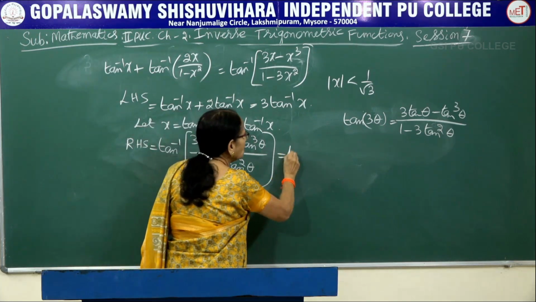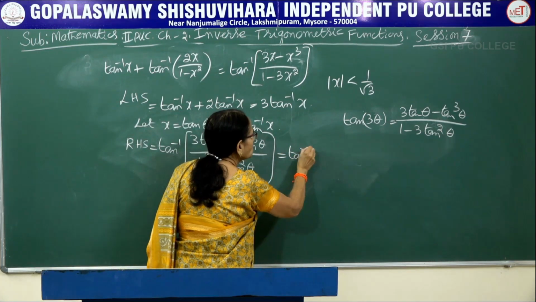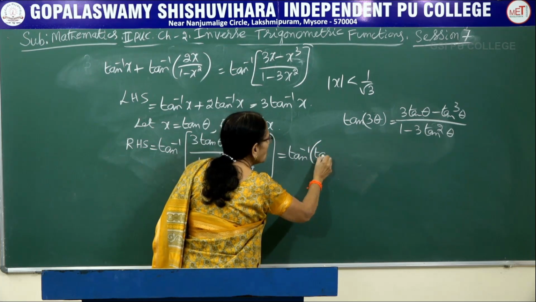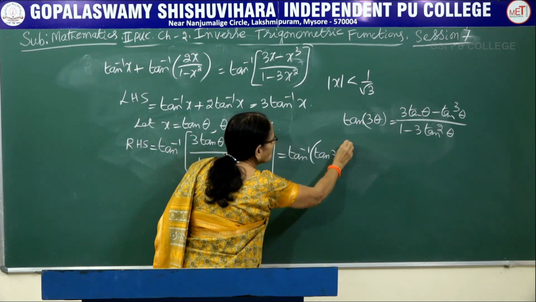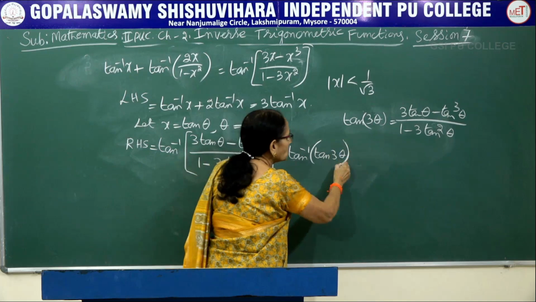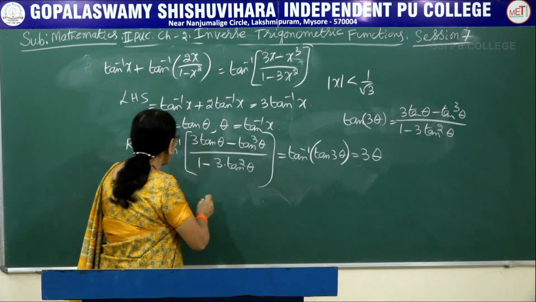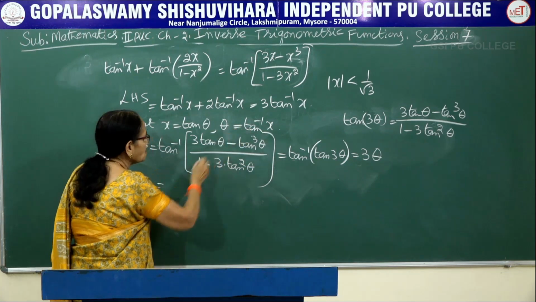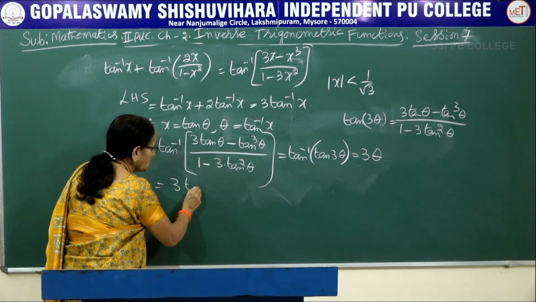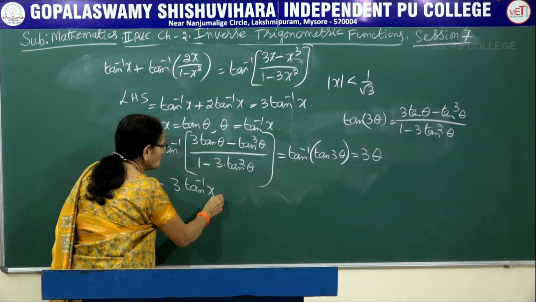So, I can write this as tan inverse of tan of 3 theta. So what is that one? Using that information again, I can write it as 3 theta. Now what is theta? According to our assumption, theta is tan inverse x.